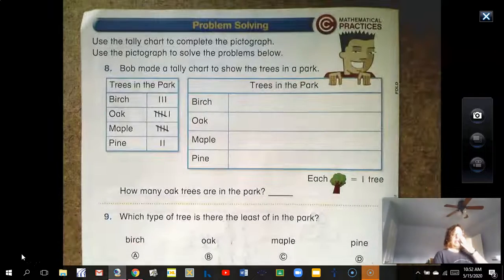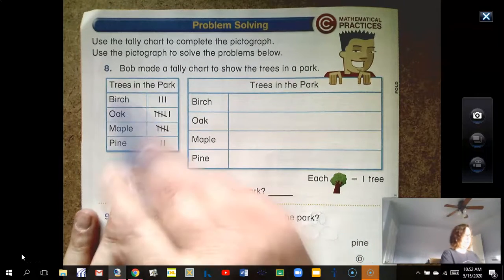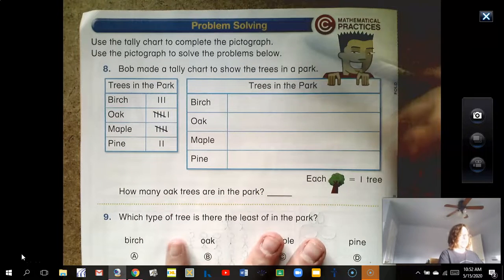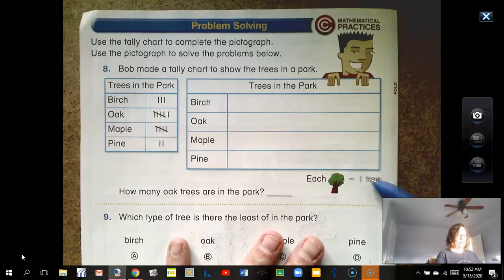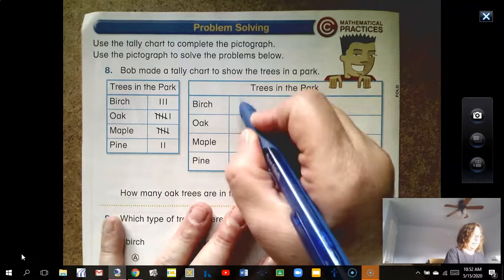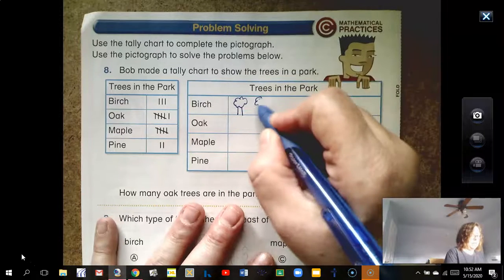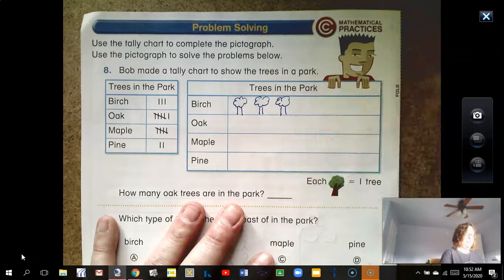Use the tally chart to complete the pictograph. Use the pictograph to solve the problems. Here we go. Birch, we have 3. So before I start drawing, I got to look over here at the symbol. 1 tree equals 1 tree. So for birch, I have to draw 3. So I'm just going to go like this. 1, do like a cloud. 2, 3.